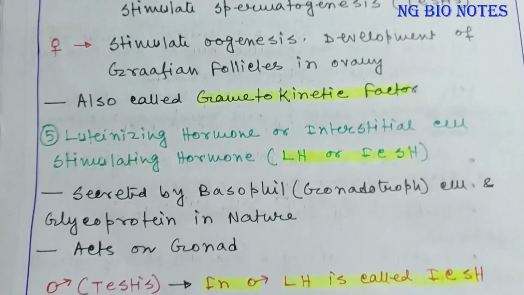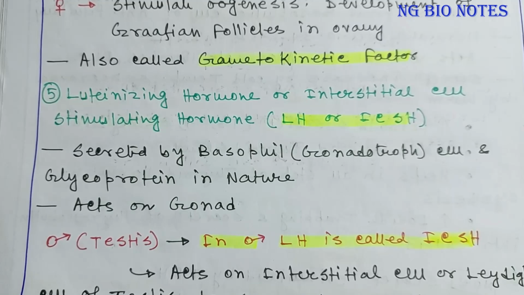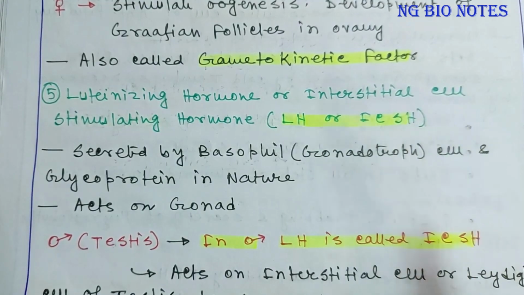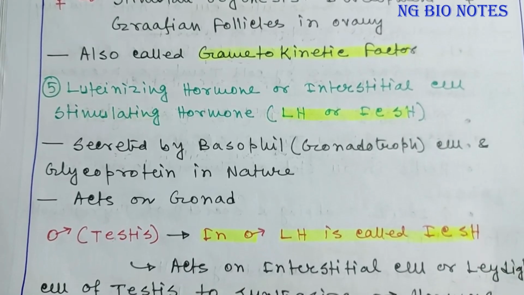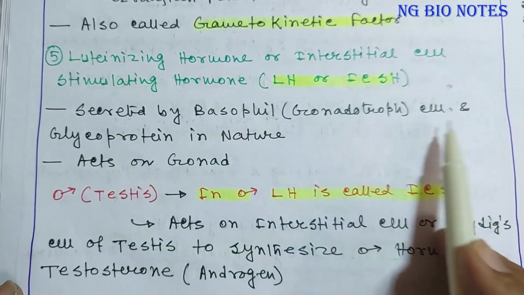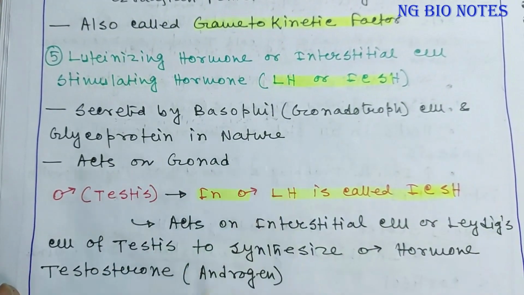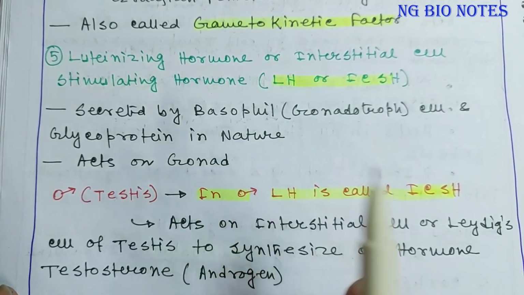The second type of gonadotropic hormone is called luteinizing hormone. In males, this luteinizing hormone is called interstitial cell stimulating hormone, and in females, it is called ovulation inducing hormone. Luteinizing hormone is secreted by the basophilic gonadotropic cells of the adenohypophysis, and it is also glycoprotein in nature. It acts on the gonad. Gonad means testis and ovary.